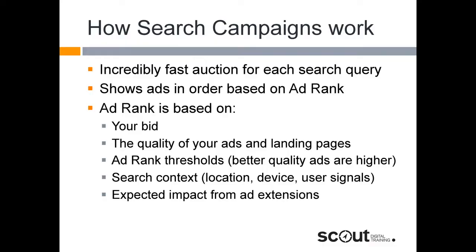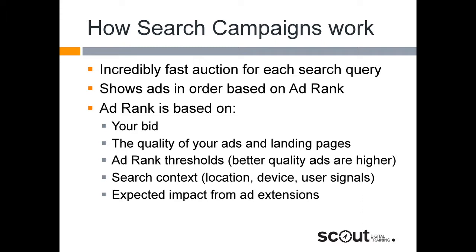So we're going to focus on search campaigns. So how do search campaigns work, those text ads? Basically, it's an incredibly fast auction that happens in the background every time somebody types in a search query. So at the same time that Google's organic algorithm is running, Google's ads search campaign algorithm is running as well. And it's choosing which ads to show and ordering those ads based on ad rank.